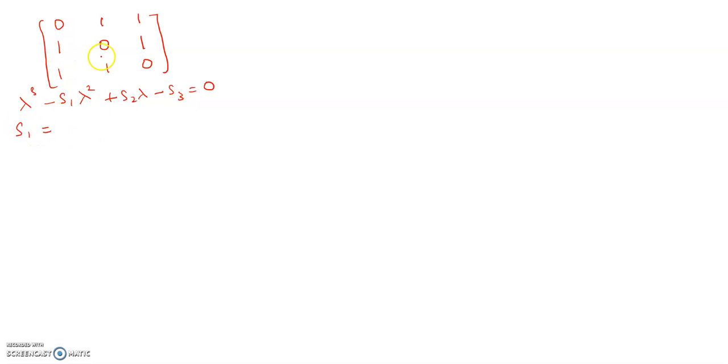S1 is equal to the sum of the diagonal entries: 0 plus 0 plus 0 is 0. So S2 is the sum of the minors of the diagonal entries. Now I am going to write the minors of the 3 diagonal elements.